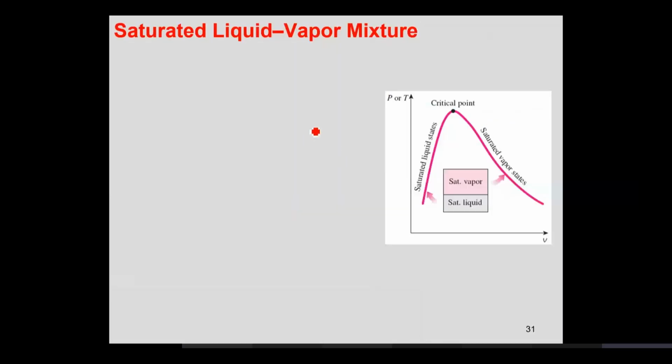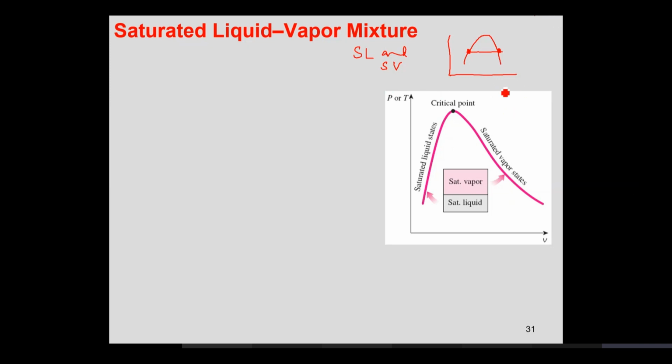Now, so far we have looked at the cases where you are sitting on either this line, which is the saturated liquid line, or on this line, which is the saturated vapor line. In case you are somewhere in between this region, in case you have a mixture of saturated liquid and saturated vapor, how do you assess the properties in such a condition?